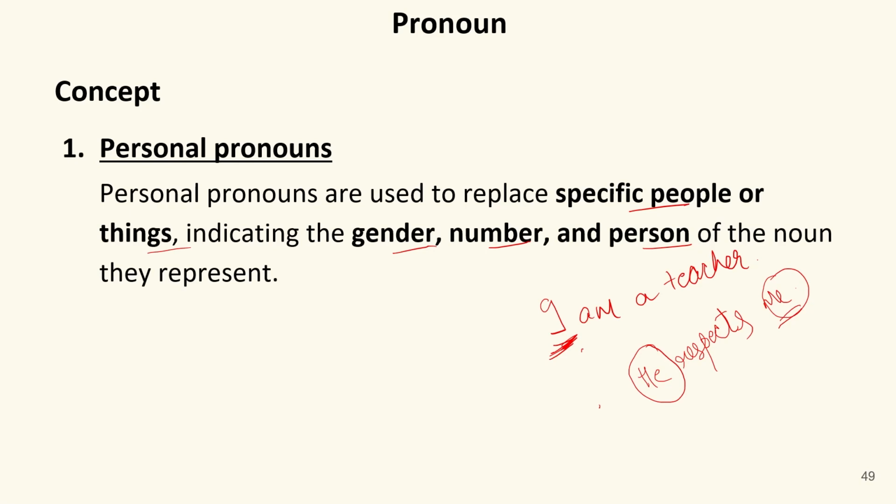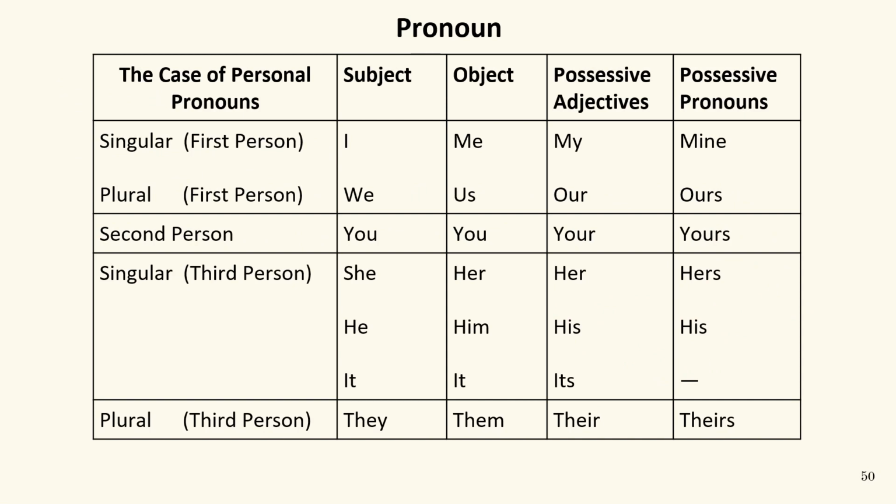Now, personal pronoun can be divided into 3 sections. What are these 3 sections? Let us see the cases of personal pronouns. You can say there are 3 cases of personal pronoun. What are these? First, we have subjective case that we call nominative case.